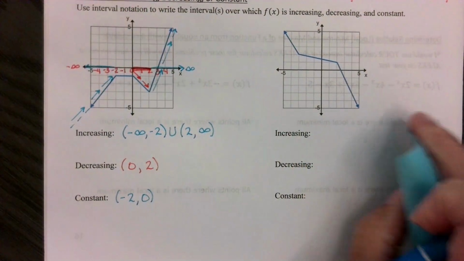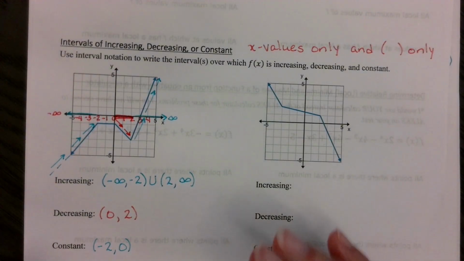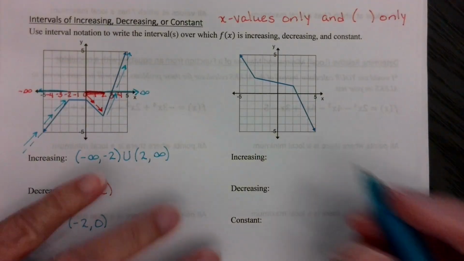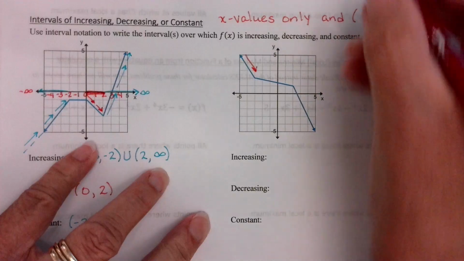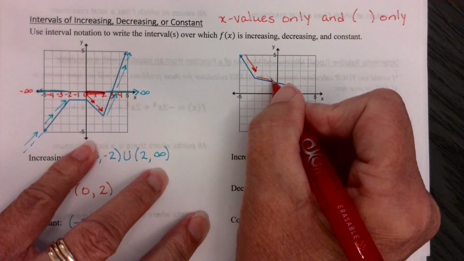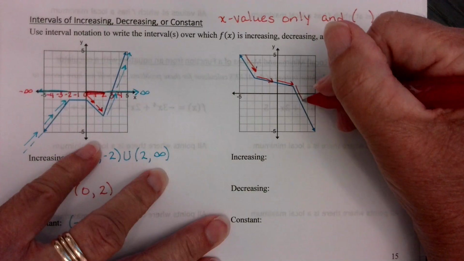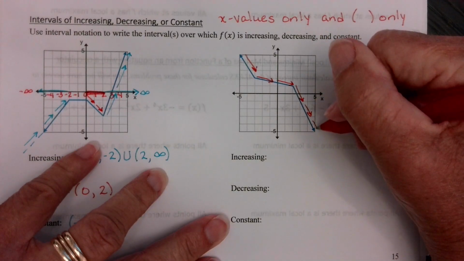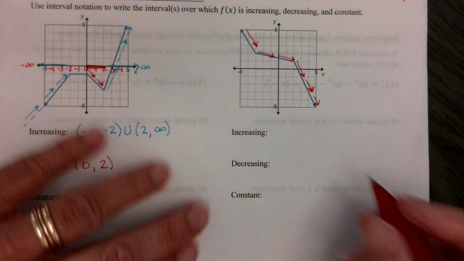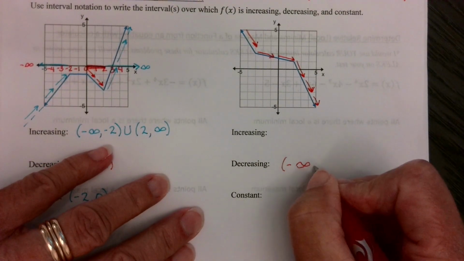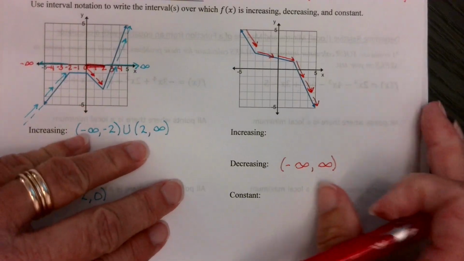Okay. The hardest part to this is people are going to want to be using your y's. You can't think that way. X values only. Now, right here, starting from the left, it decreases. It gets to this point and it still decreases. It just doesn't decrease as sharply. And it gets to this point, it still decreases. It never stops decreasing. It just doesn't do it as quickly. So this is decreasing from negative infinity to positive infinity. And we don't have any increasing or constants there.